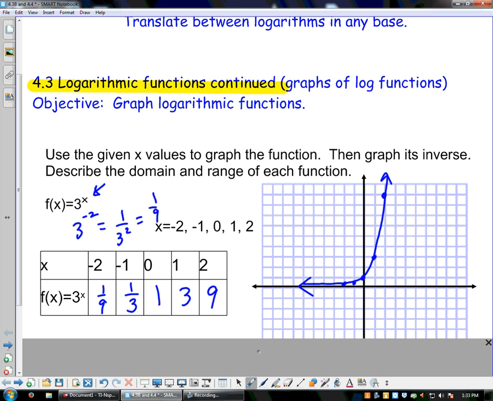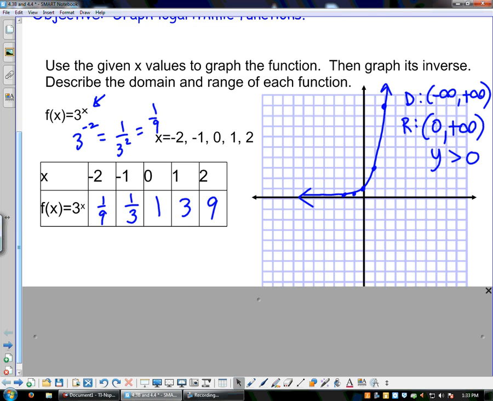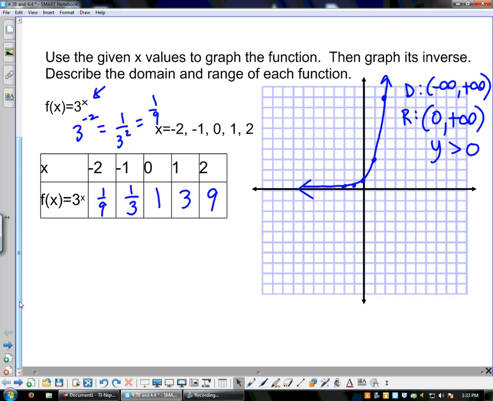So what's the domain? The domain for this graph would be all real numbers. Plug in anything you want. So we can write that as -infinity to +infinity, all real numbers. The range, however, is just going to be the positive y values. I was going to say 0 to +infinity like that, but that would actually include 0. We don't want to do that. So let's make this a parenthesis here, and we would say 0 to +infinity. Remember, that's the same as saying y is greater than 0. All right, that's the domain and range for f of x equaling 3 to the x.